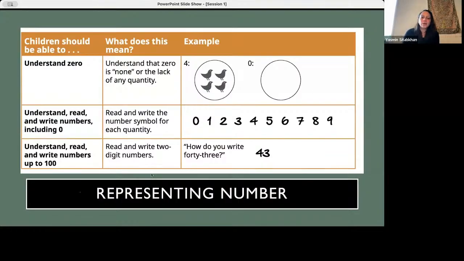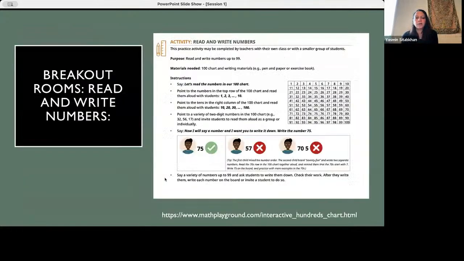So what we're going to do now is go to breakout rooms. I have an activity here. This would probably be more of an end of grade 1 or a grade 2 activity for reading and writing numbers. What you will need is a hundreds chart, which I have in the Google Drive. I don't know if someone can put a link to the hundreds chart, that would be great. I also am going to share this link with you all. Hopefully it will work. Let me see.